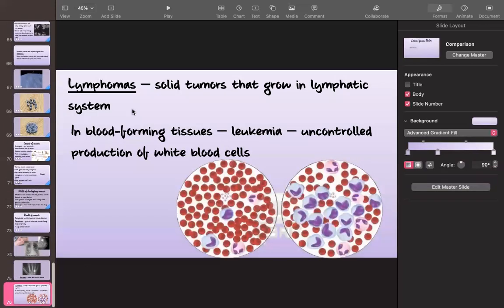And finally, you have lymphomas. These grow in the lymphatic system. The lymphatic system is a system that is connected to your circulatory system, which brings fluids from your body tissues back to your blood. We're going to be studying that this year. And leukemia is a form of lymphoma because any blood forming tissue is categorized under lymphoma.